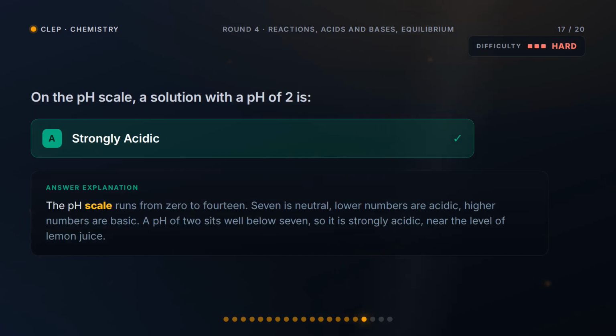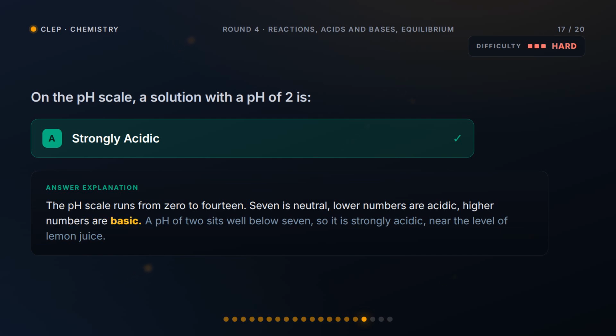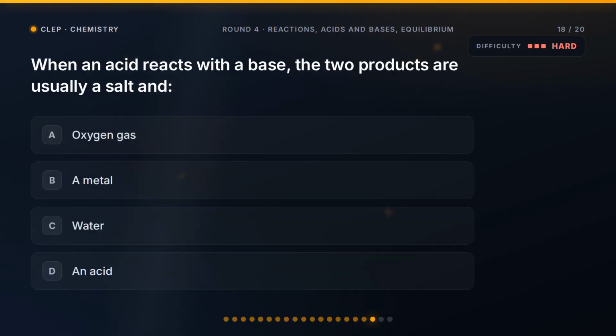The pH scale runs from 0 to 14. 7 is neutral. Lower numbers are acidic. Higher numbers are basic. A pH of 2 sits well below 7, so it is strongly acidic, near the level of lemon juice. Question 18.